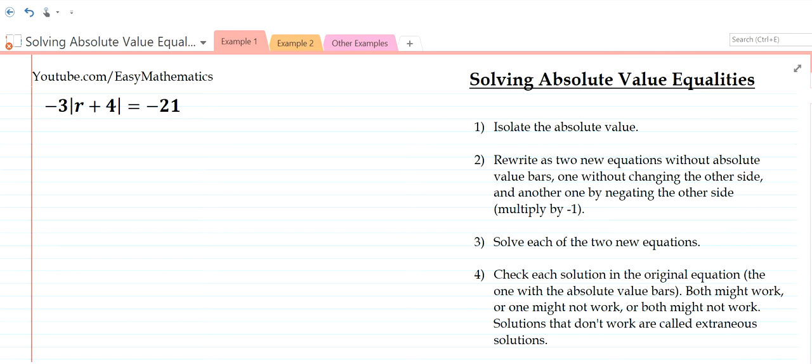We're going to go over how to solve absolute value equalities. I'm going to show you two examples and a couple of other things to watch out for. We're going to use 4 steps every time we do this process.